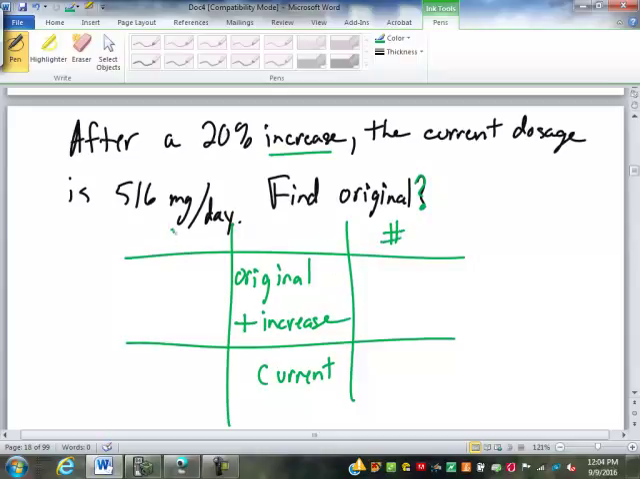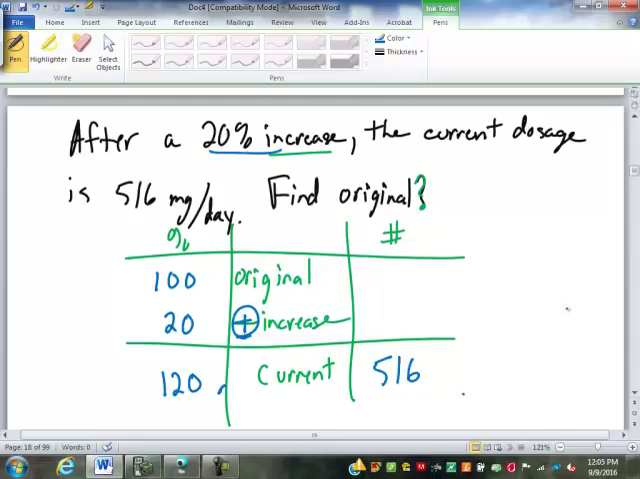I have numbers and percents, just as always. I know the 20%. That's going to go for my increase. What other percent do I know? The original is 100%. Does that make the current 80%? Careful. What's it become? Perfect. It's plus. It's an increase. So we're going to add it. 100 plus 20 is 120%. The current dose is 120% of the original. 100 plus 20. And we know we have 516 milligrams in the current dose.